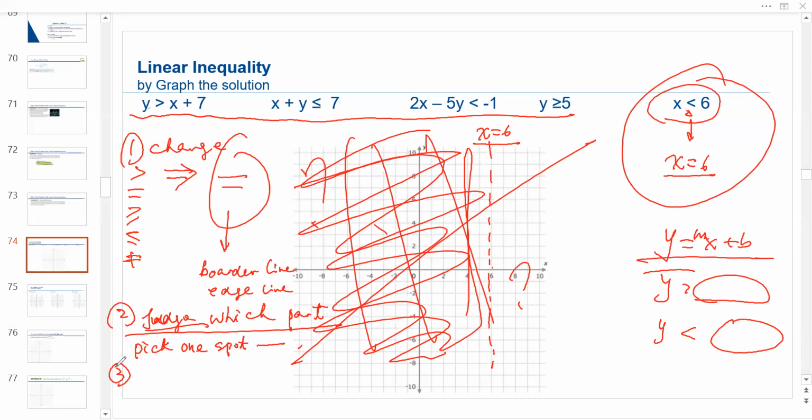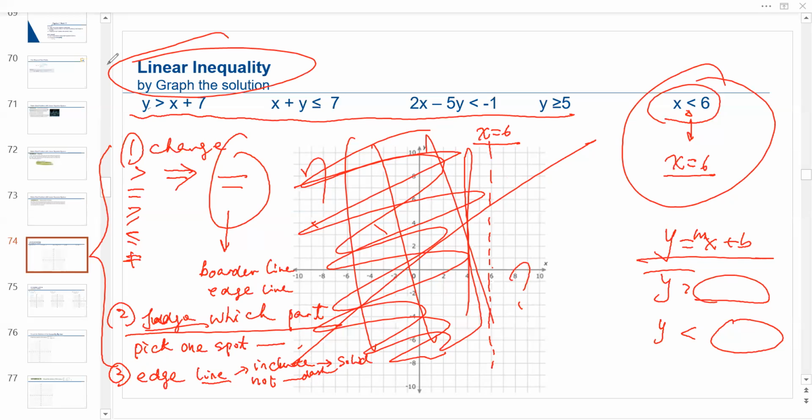And the third one, try to find whether the edge line is included or not. If they are included, you need to use the solid line. If they are not included, you use the dashed line. That's it. That's it. Right? It's easy, right? It's easy.